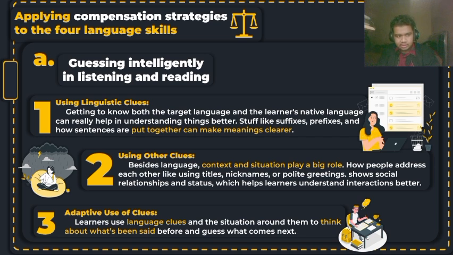As for the last one, adaptive use of clues. Learners use language clues and the situations around them to think about what has been said before and guess what comes next. This approach works for different subjects and skill levels, as it takes into account how what someone already knows affects how they understand things.